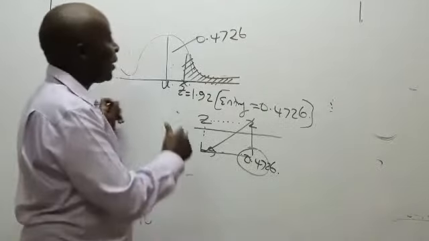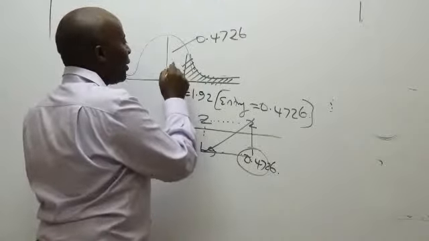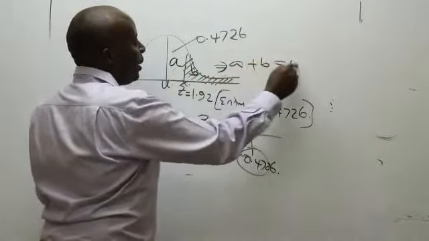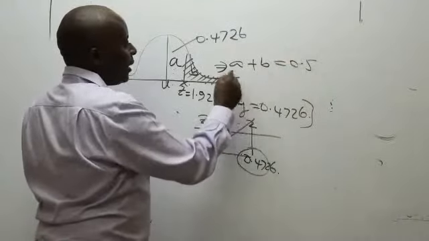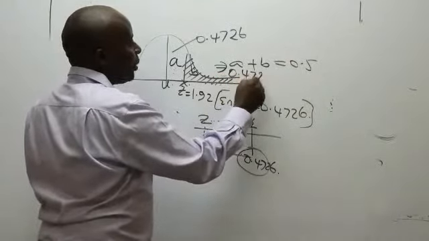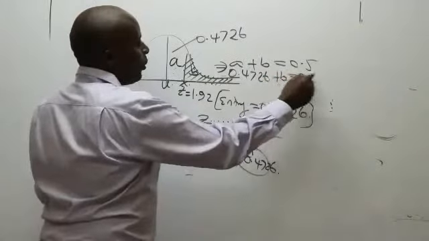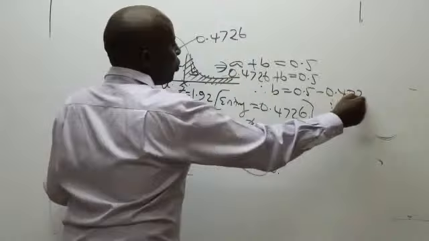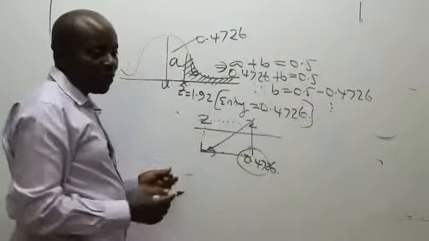So in that case, because the two must add up to 0.5, this is A, this is B. We are saying that A plus B should be equal to 0.5. We know that A is 0.4726, so B will be 0.5 minus 0.4726, and then you get your answer.